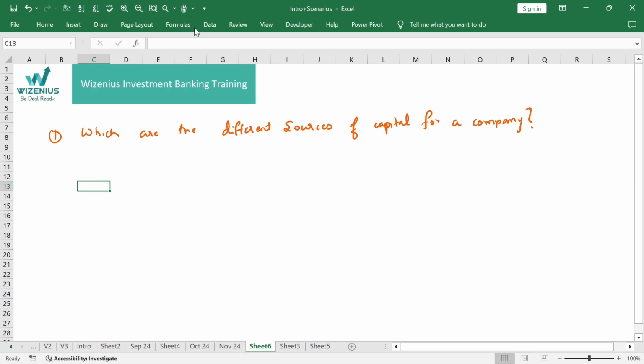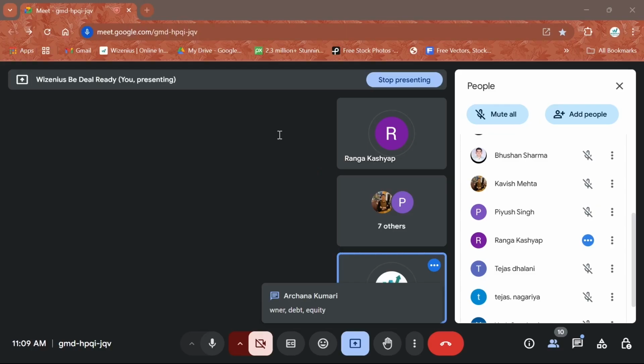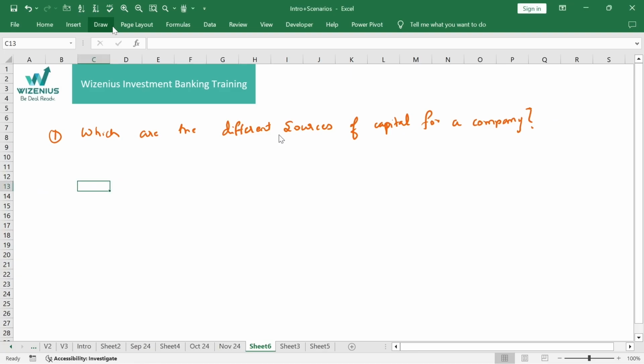Either debt and equity. Debt and equity. Yeah. People, don't write in the comments. I am focused on my screen, so I will not be able to read them. Speak it out. Okay, I am getting the answer. It's debt. It's equity. Any other answers? Anything else? Internal accruals. External sources could be venture capital or private equity.